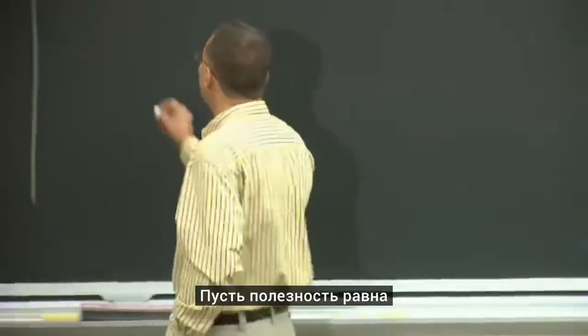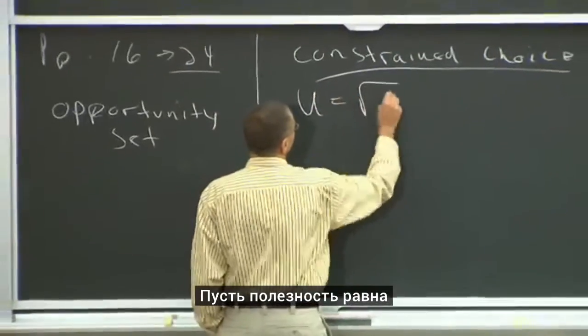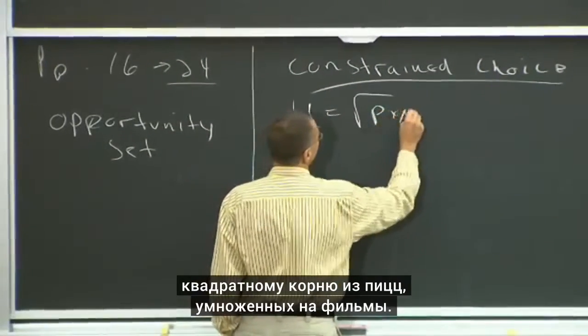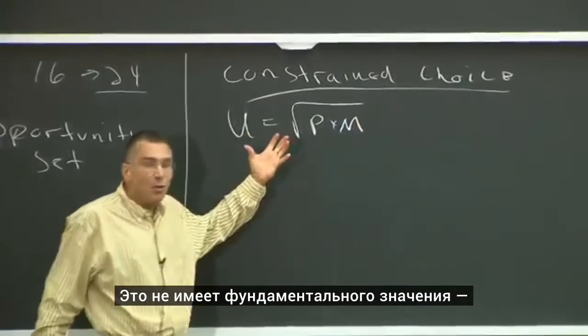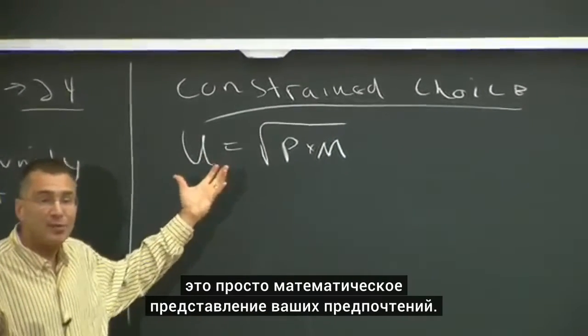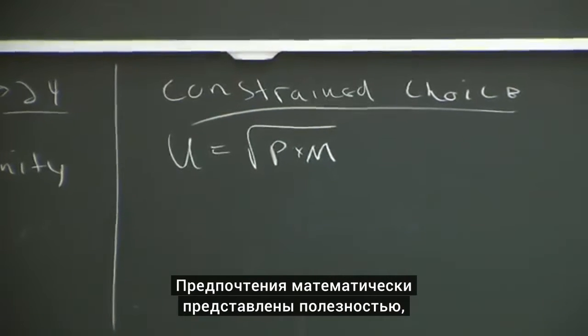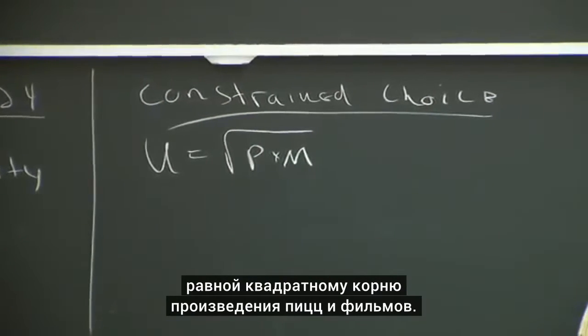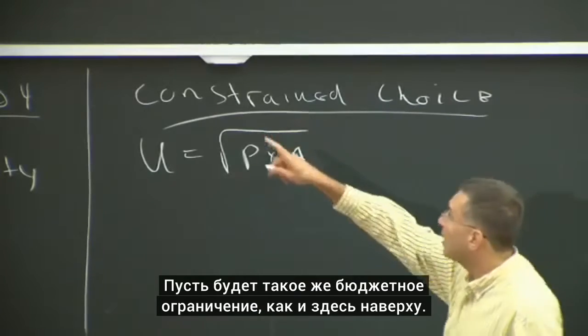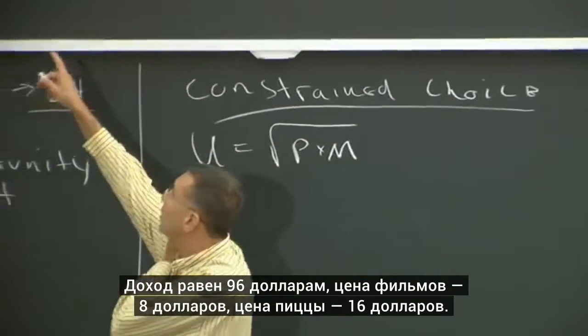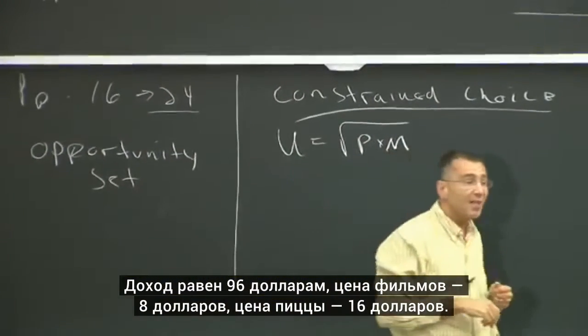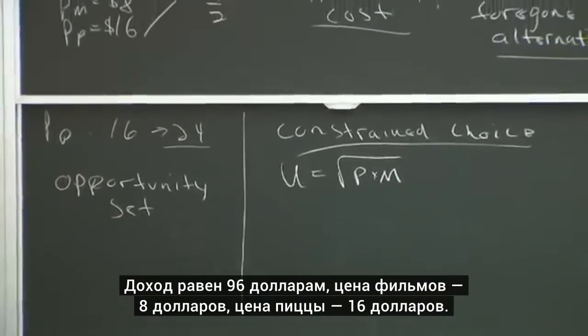So to do that, let's actually do an example. Let's imagine, as last time, your utility is the square root of pizza times movies. Once again, this has no fundamental meaning. It's just a mathematical representation of your preferences. And let's have the same budget constraint that we have up here. Income is $96. Price of movies is $8. Price of pizza is $16.